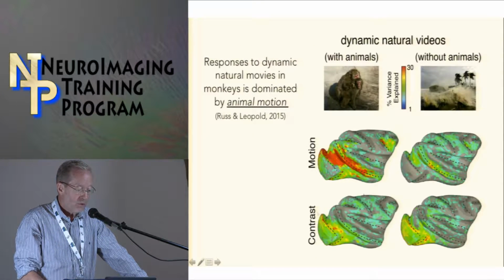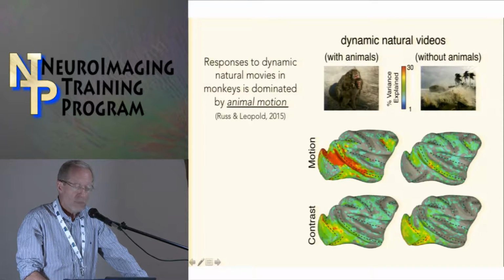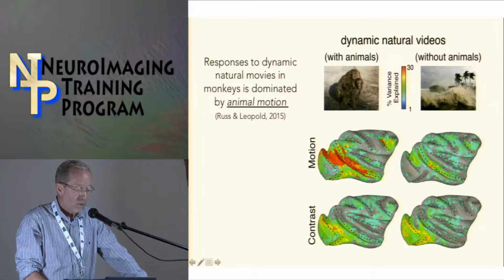And they ran a control that shows that the type of motion is biological motion. It's not simple motion energy, because when they had videos that had a lot of motion energy, but with no animals, they didn't see this kind of effect at all. It was only the response to the biological motion of the monkeys that showed this.